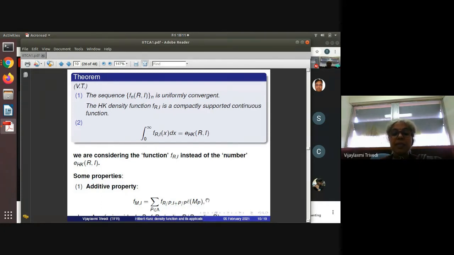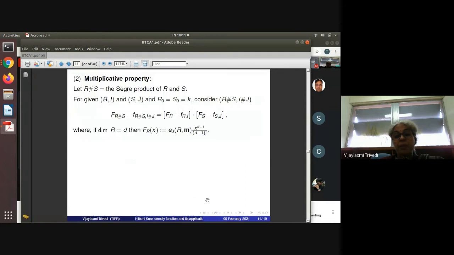So once again, it says that I can assume for various calculations that my ring is a domain. I can also assume my ring is normal, because the normalization is a finite module over the original. So that property, as you've seen before, does hold for usual multiplicity and HK multiplicity, but this one is not clear. So this is a new feature of the HK density function.